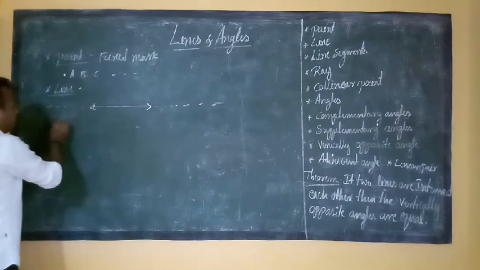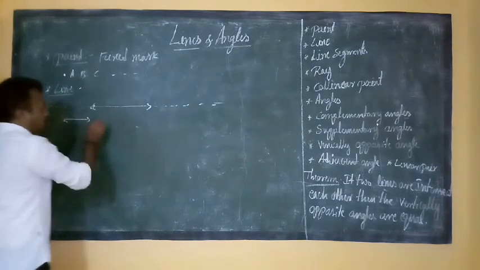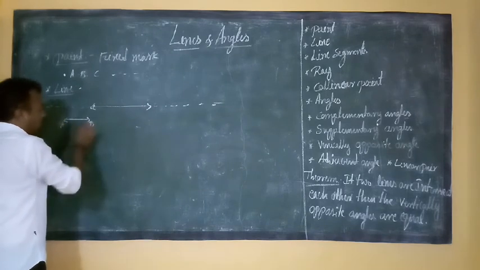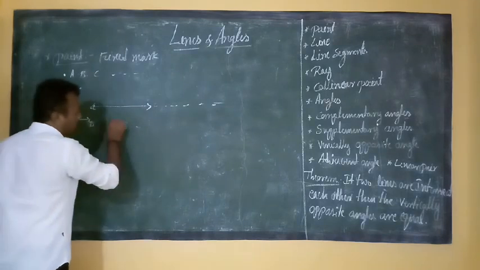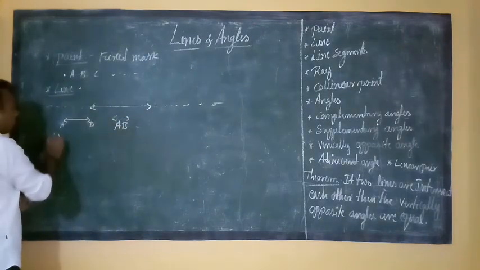So line can be represented symbolically. We have to represent it like this. So for example, this is AB I am giving. So we have to represent it symbolically like this. AB is a line.